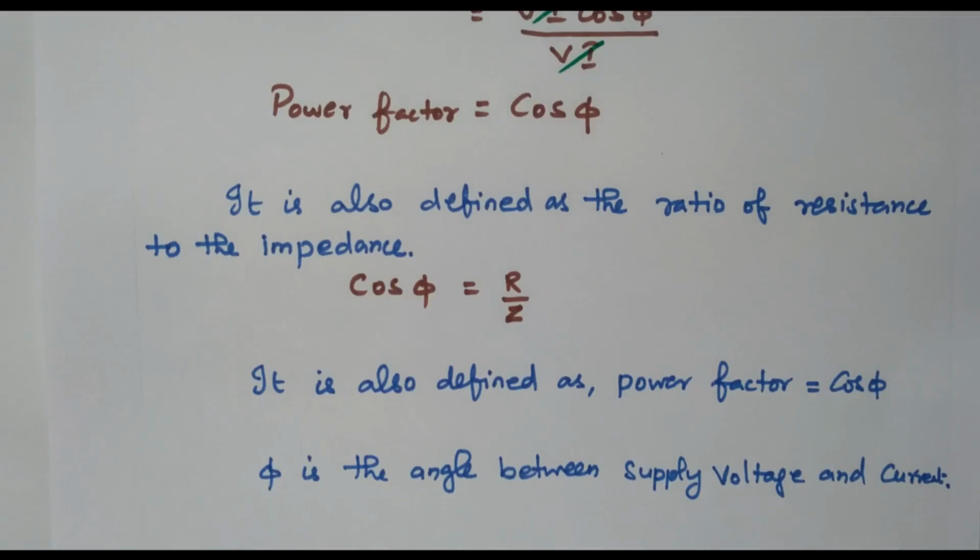So in this video we discuss the RL series circuit. Resistor and inductor are connected in series. What is the behavior of the circuit with respect to voltage, current, phase angle, impedance, power factor, power triangle, and other related terms. Thank you.